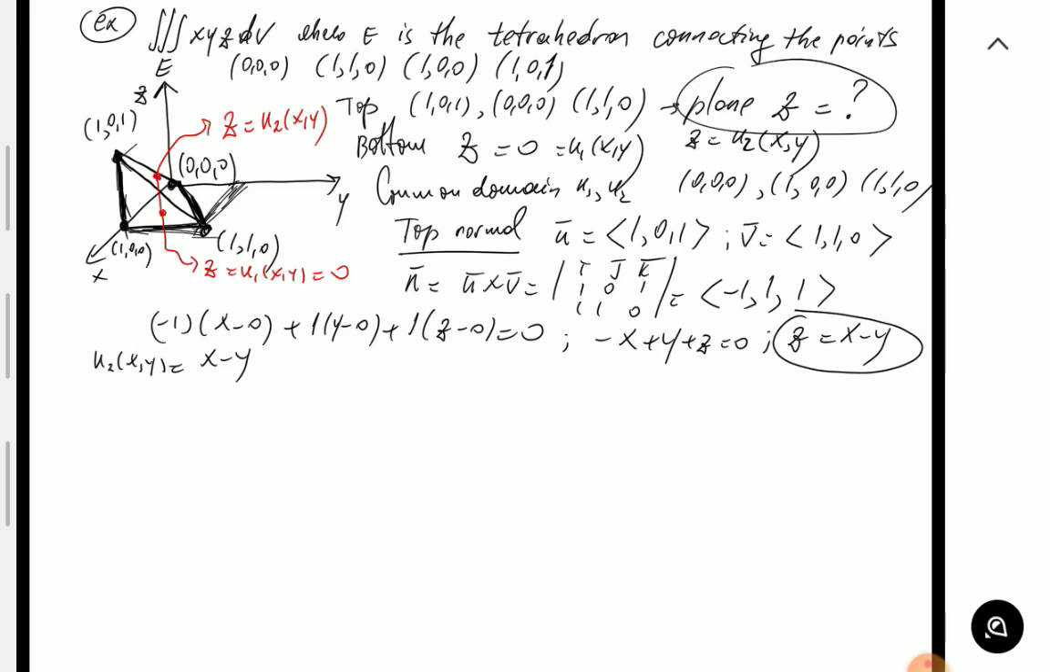So I know that my triple integral is going to be, for z, between 0 and x minus y. So I know that my triple integral is a double integral over that common domain, the triangle on the bottom. And the innermost integral is from 0 to x minus y, x y z dz, and then dA. Now we have to figure out how we compute the double integral on the outside.